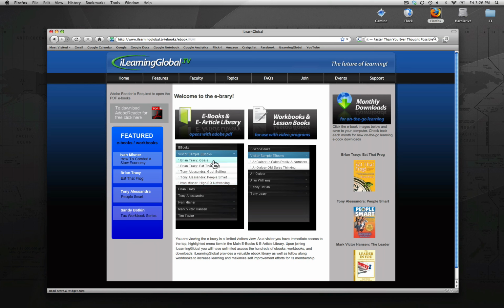Two of my favorites, which is this Brian Tracy Goals. It's his entire goal setting book. I believe it's over 400 pages as a free ebook. And then there's also Brian Tracy's best-selling book, Eat That Frog, which has sold over 20 million copies and been translated into over 18 different languages. And you can get that as a free ebook download, as well as a few by Tony Alessandra and one by Ivan Misner, the founder of Business Networking International.